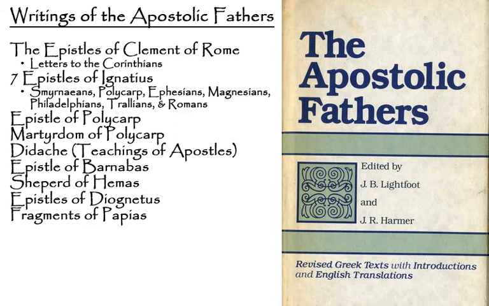Here we have the writings of the Apostolic Fathers or early church fathers. From the ones I just mentioned, we have the epistles of Clement of Rome, the letters to the Corinthians. We have the 7 epistles of Ignatius to the Smyrnians, Polycarp, the Ephesians, Magnesians, Philadelphians, Trallians, and Romans. Then we have the epistle of Polycarp.